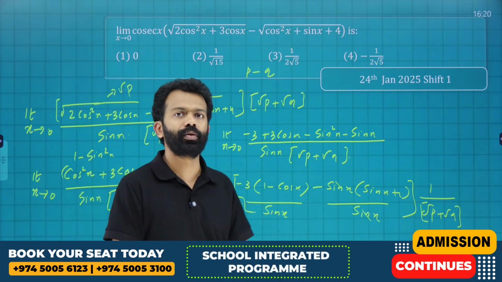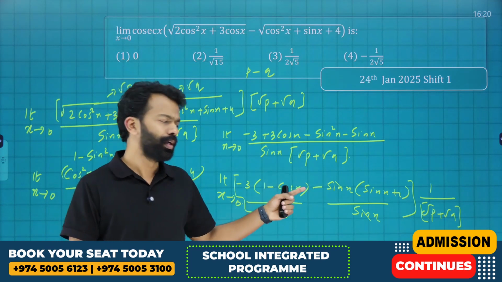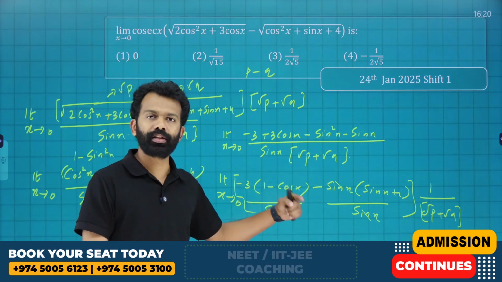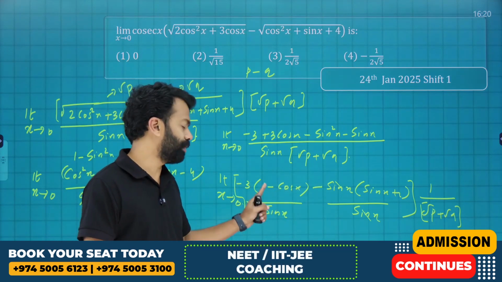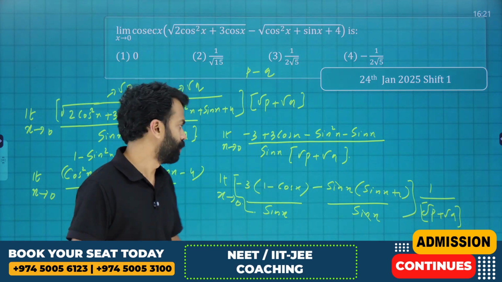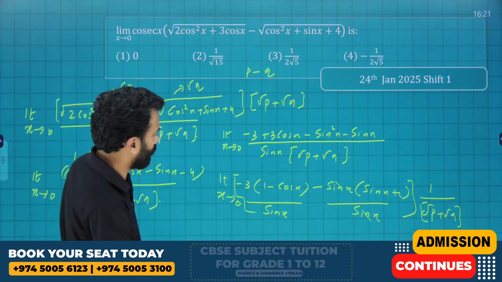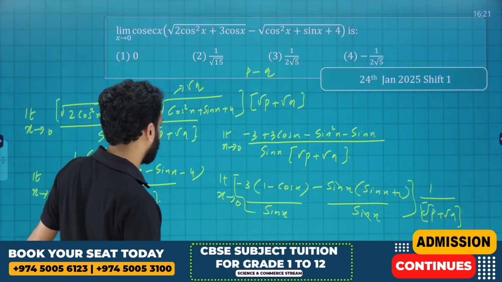What is the formula for 1 minus cos x? 2 sin square x by 2. And what is the formula for sin x? 2 sin x by 2 cos x by 2. So 1 minus cos x divided by sin x will be tan x by 2. So this will reduce to what? Tan x by 2. I think it will be better if you write it in the next slide.